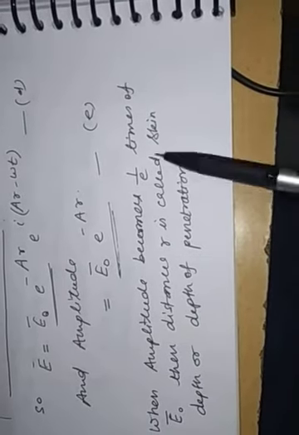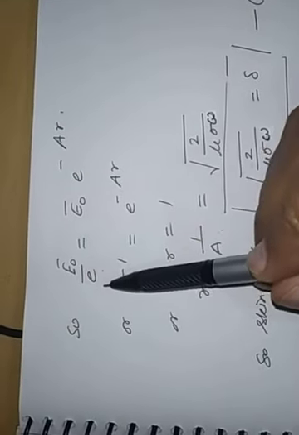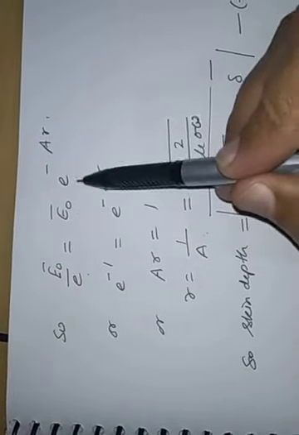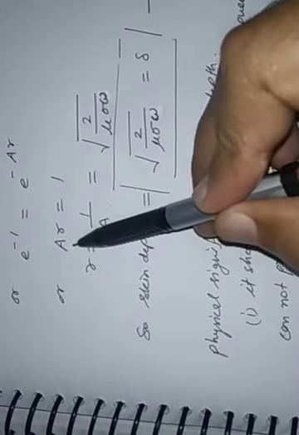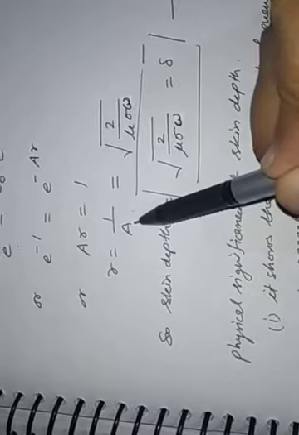So we can define it easily: when the amplitude becomes 1 by E times E naught, then that distance R is called skin depth or depth of penetration. The value of depth of penetration we can easily find by putting the amplitude where it becomes 1 by E times the maximum, E naught e to the power minus AR. If we solve it for A, we get A is equal to 1 by R, or R is equal to 1 by A, right?